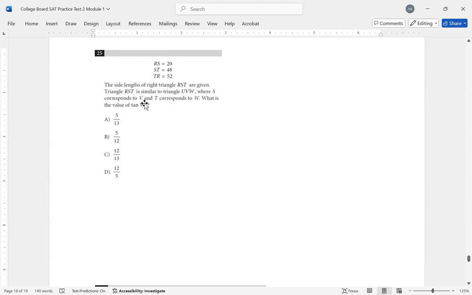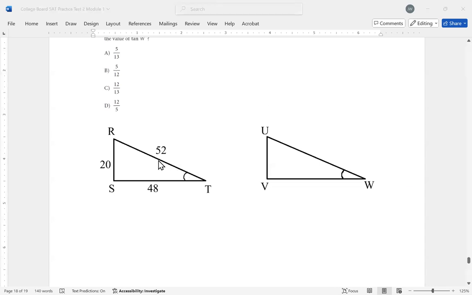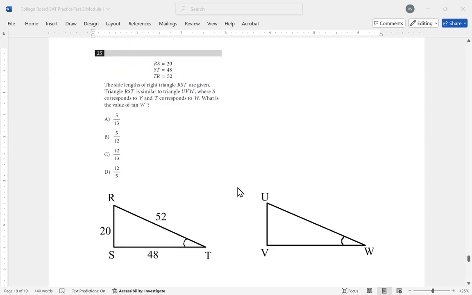S needs to be corresponding to V. T needs to be corresponding to W. I'm going to go ahead and draw that and then just copy it and paste it in here so we can see it. So there we go. I've pasted these two triangles in here, and I've kind of matched up the shapes. Now, I don't know if UVW is a triangle that's a lot bigger than RST or if it's a lot smaller. So I made it a fairly similar size, but it doesn't matter what the size is for this problem.